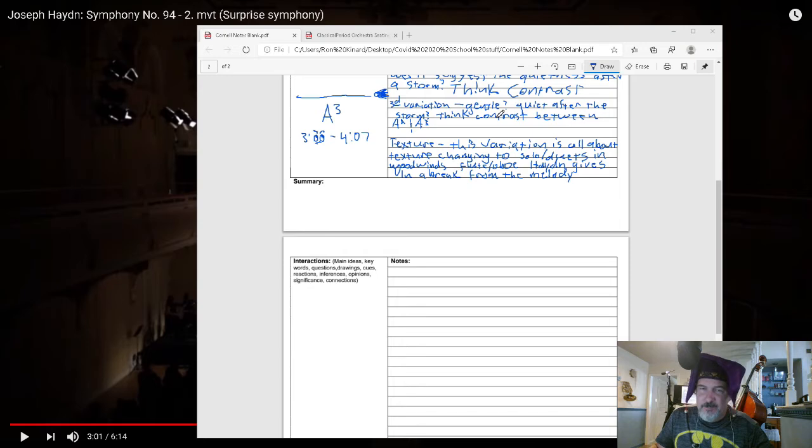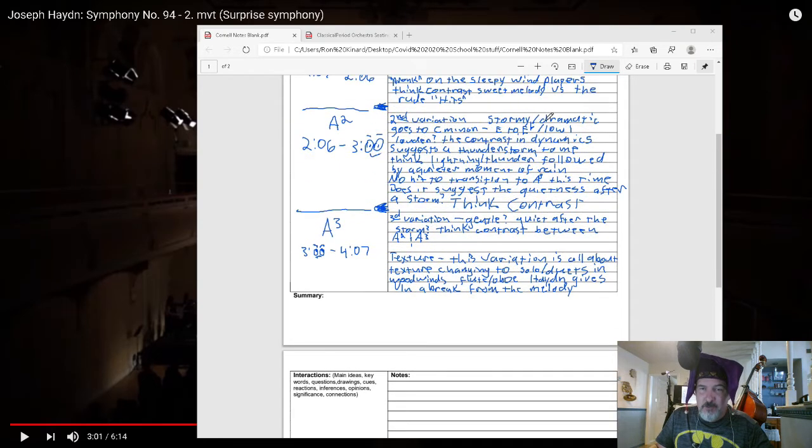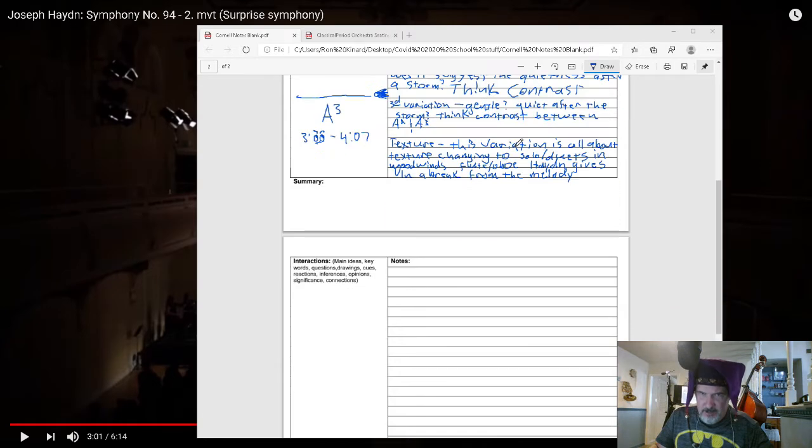In this variation, does it become more gentle after remember the stormy and dramatic second variation? Does it now become more gentle? Does this suggest the quiet after a big thunderstorm? Here in Texas, we know all about thunderstorms. I like to sit on my porch and watch them. So think contrast between A2 and A3. So I want you to think about the contrast between entire variations as opposed to contrasts that happen inside a variation.